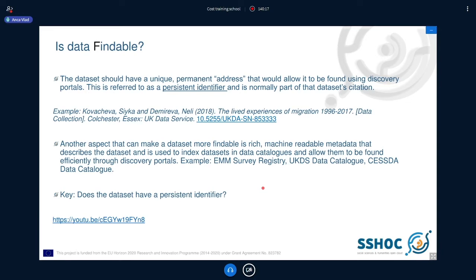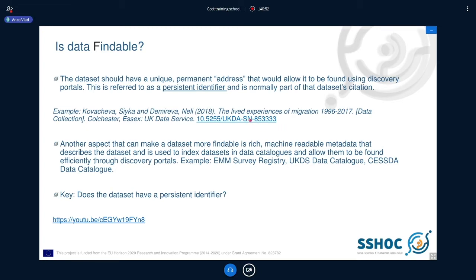So in terms of the data set being findable, which is the first principle, it should have a unique and permanent address. I used address here, that would allow it to be found using a discovery portal. So that data catalog that I mentioned, that every archive would have, where researchers can go and search for a particular data set they're interested in, and this is referred to as a persistent identifier, and it's part of the dataset citation.